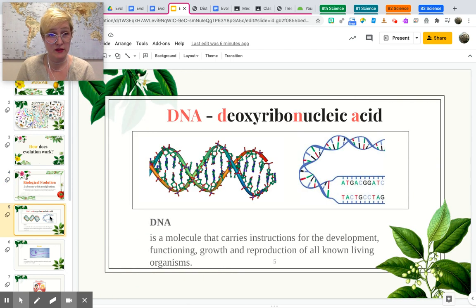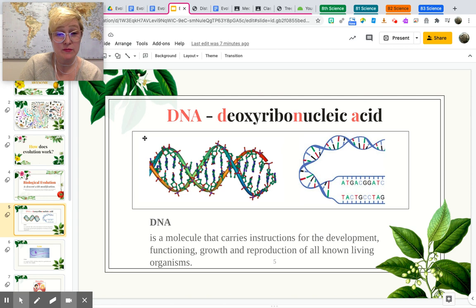Okay, so the first thing we need to think about is DNA, right? And hopefully everybody sort of knows what DNA is. You heard it maybe last year in 7th grade science, maybe before. Let's have a little review. So DNA stands for deoxyribonucleic acid. DNA is a molecule that carries instructions for the development, functioning, growth, and reproduction of all known living organisms, and some viruses too. But viruses aren't technically alive. Anyways, most everything that reproduces has DNA.